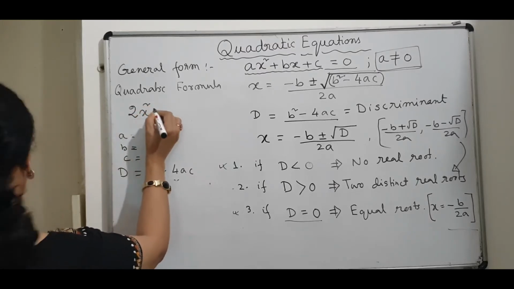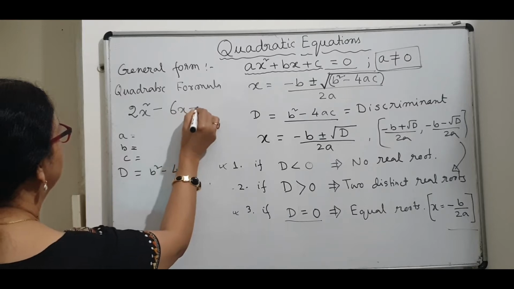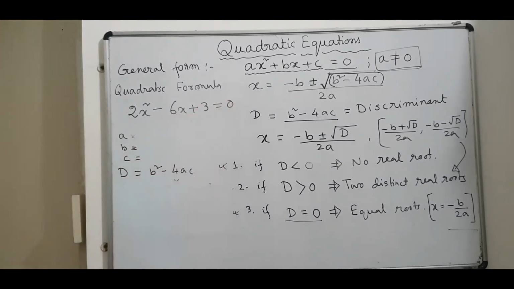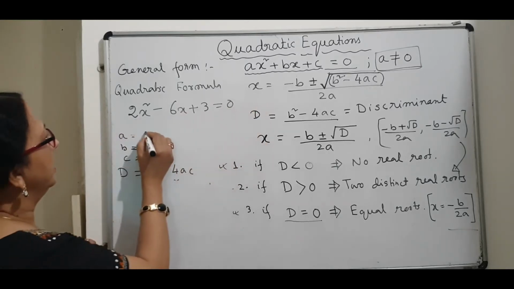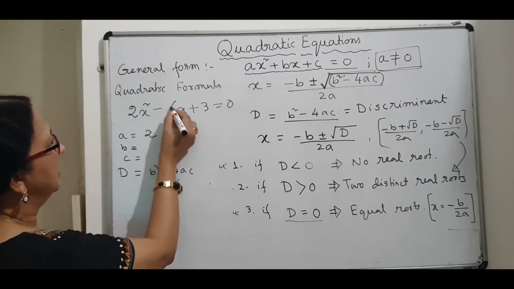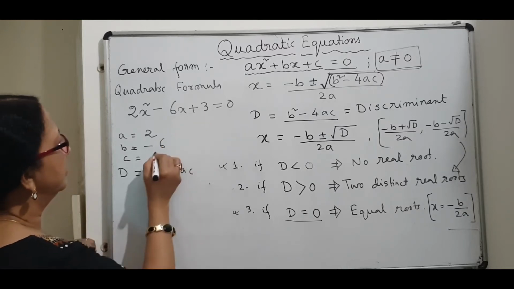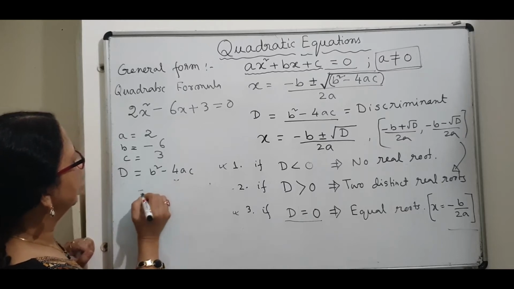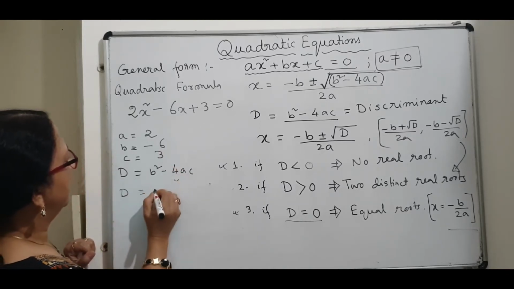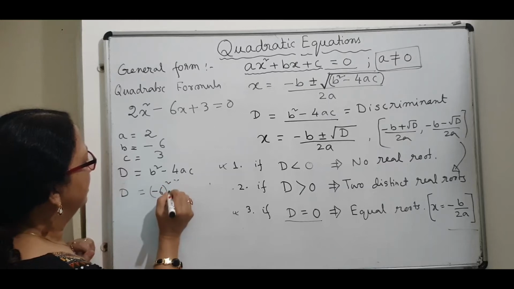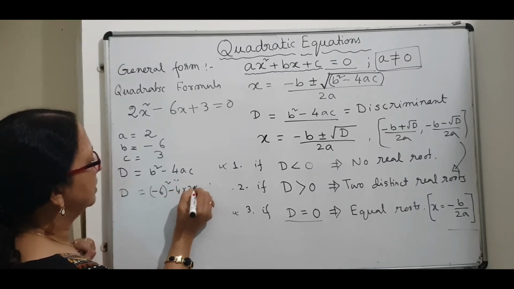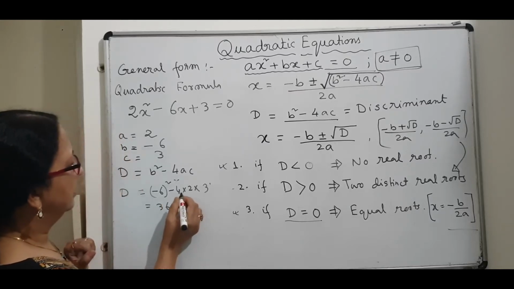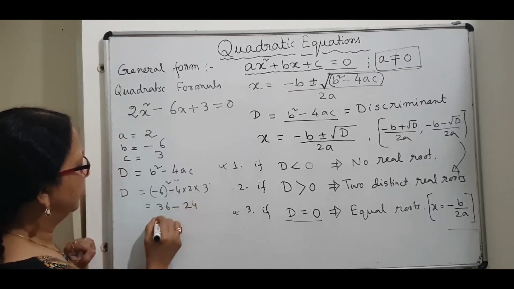Next, 2x² − 6x + 3 = 0. This is the equation now. So a is 2, b is −6 and c is 3. Now let us put the values in the discriminant expression. So what is the value of D? b² is (−6)² minus 4a, where a is 2 and c is 3. So it is 36 minus 24, so it is 12.